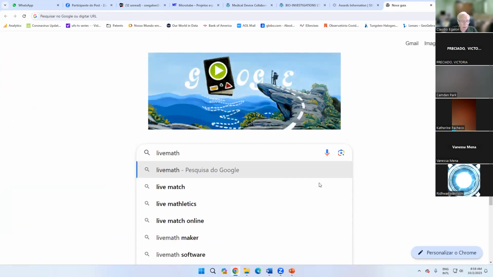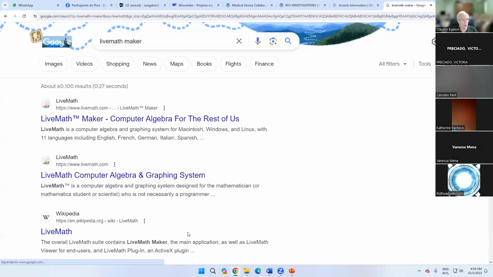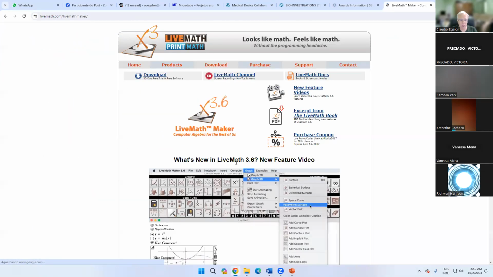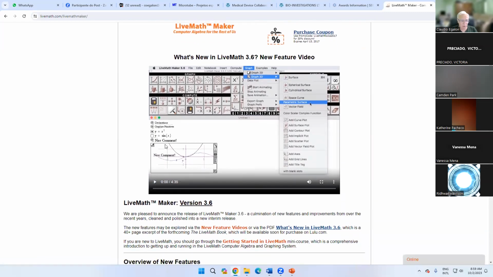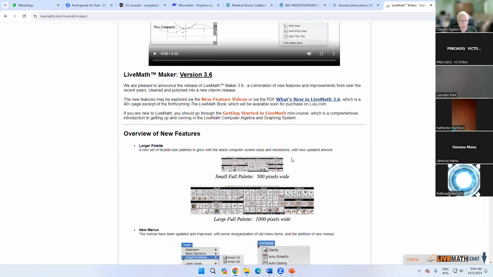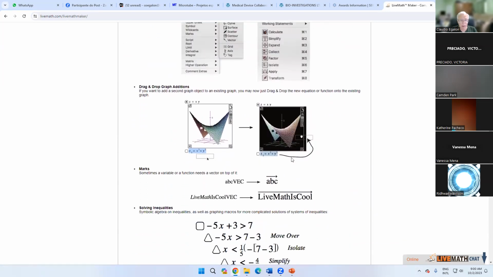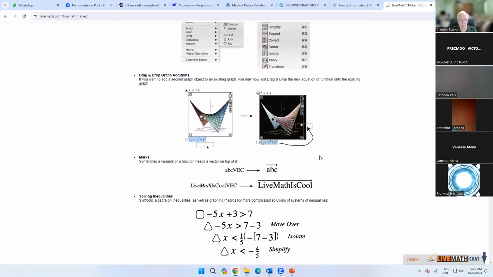Live Math Maker. Here you go. That's the one. See, they have simple graphs, but they also have 3D graphs as well. It's not just plotting. Here are some 3D samples that they have. Here's the z-axis. This one must be the x-axis, and this one is the y-axis. X, Y, and Z.